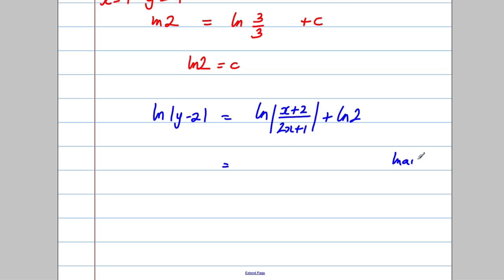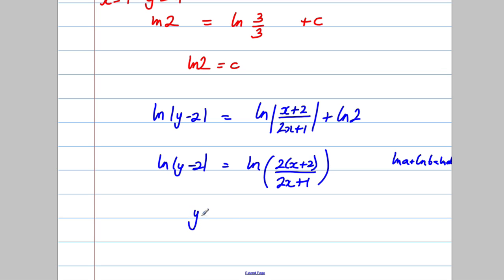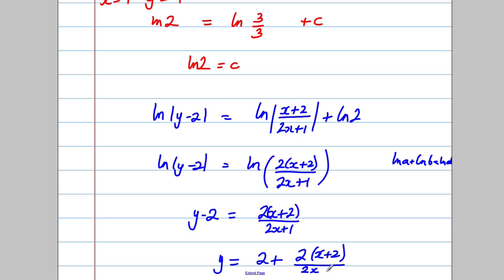Remember that ln a + ln b is equal to ln ab, so we could write this as ln of (2x + 4)... that is, ln of 2(x + 2) over (2x + 1), multiplying the 2 on top there, and therefore that's the natural logarithm of y - 2. Taking exponentials of both sides, y - 2 would therefore equal 2(x + 2) over (2x + 1), and then adding 2 to both sides, y is equal to 2 plus 2(x + 2) over (2x + 1), just like that.